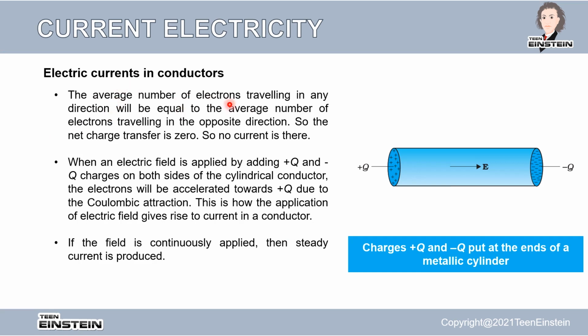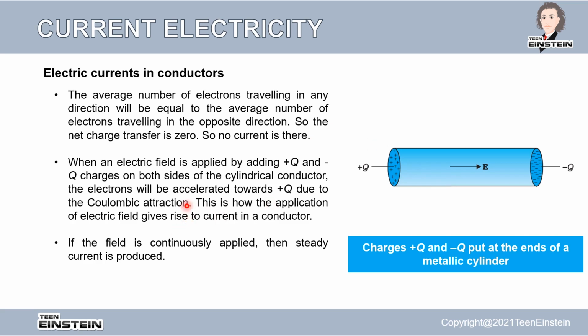Now the average number of electrons traveling in any direction will be equal to the average number of electrons traveling in the opposite direction. So the net charge transfer is 0, so no current is there. This is in the case of no external electric field. In a conductor, the electrons are randomly moving. If you take any particular surface, the electrons moving in one direction will be equal to the electrons moving in the opposite direction. So the net current is 0.